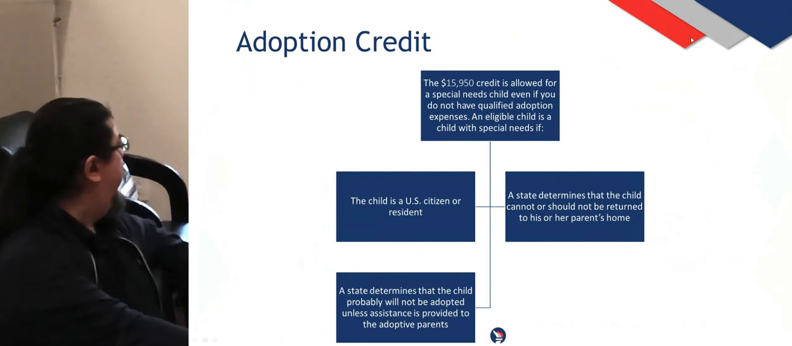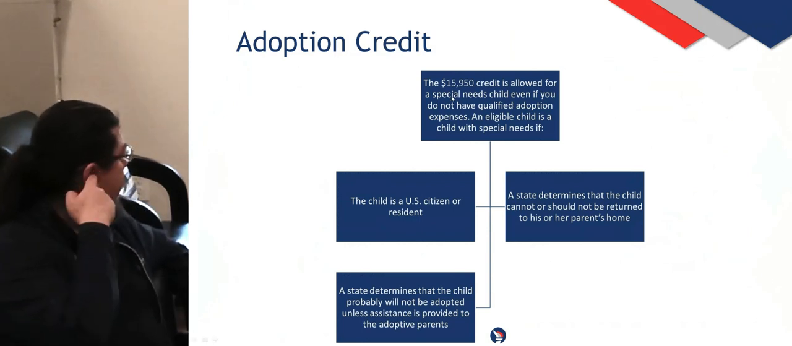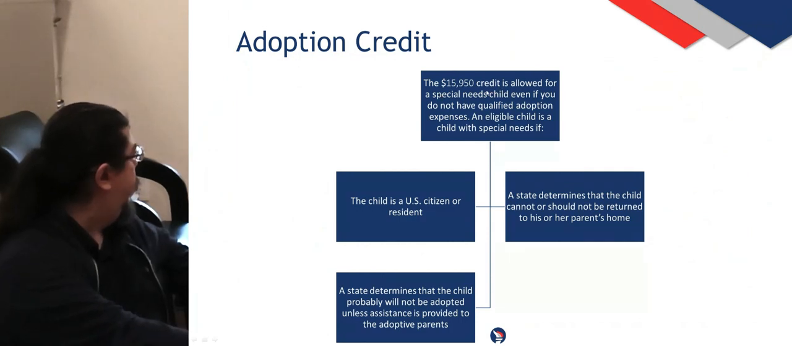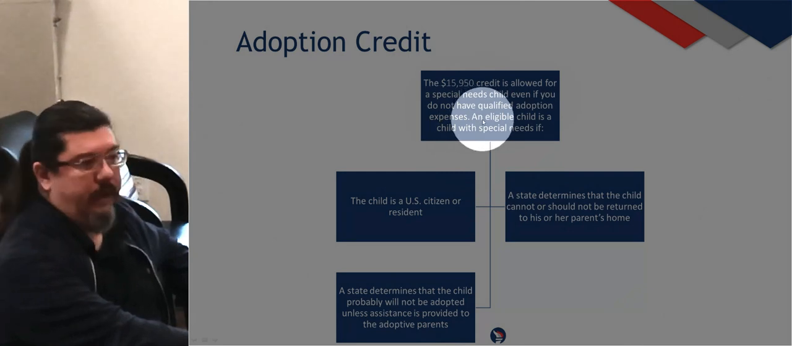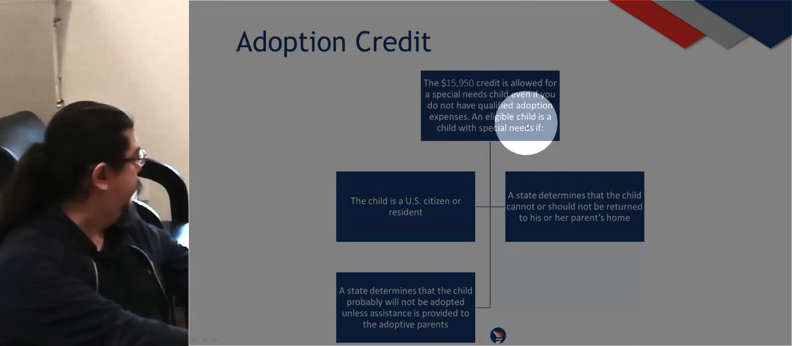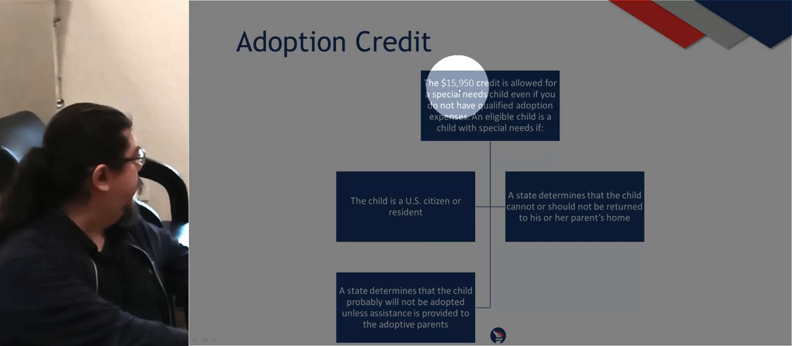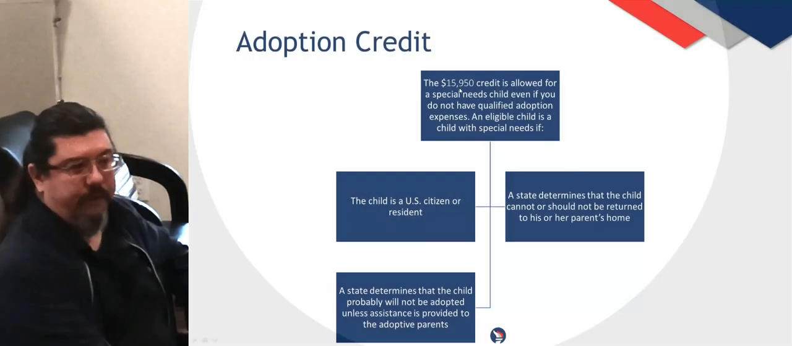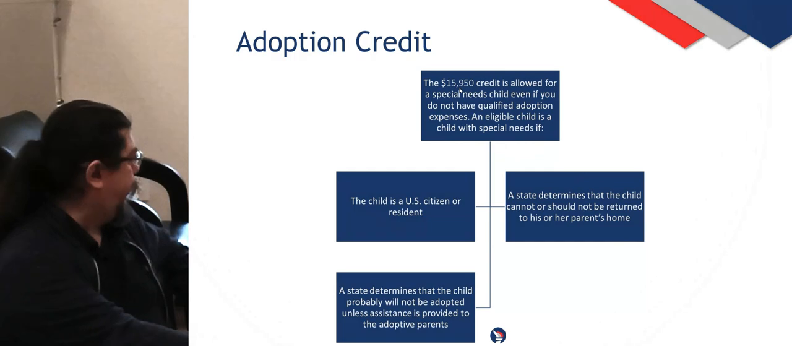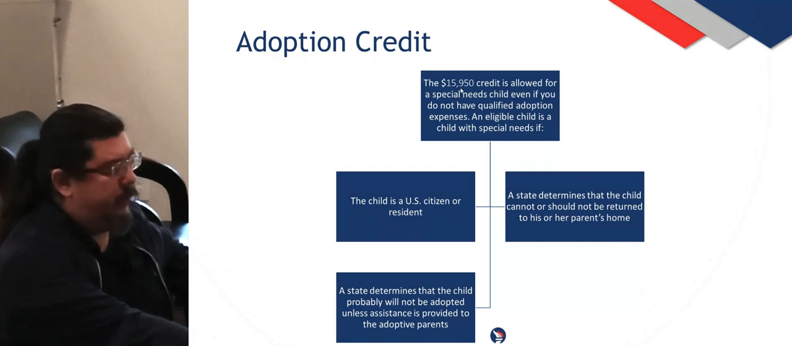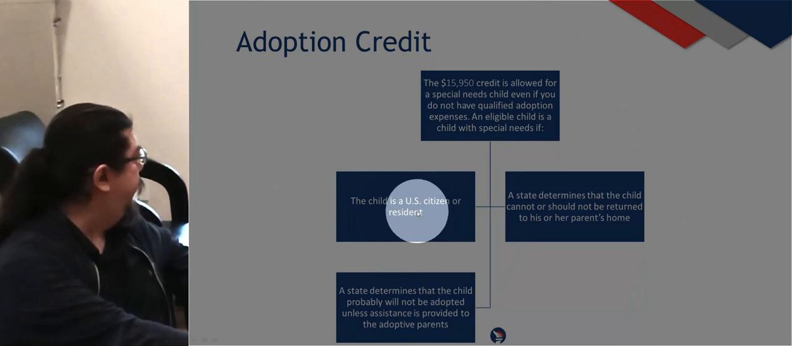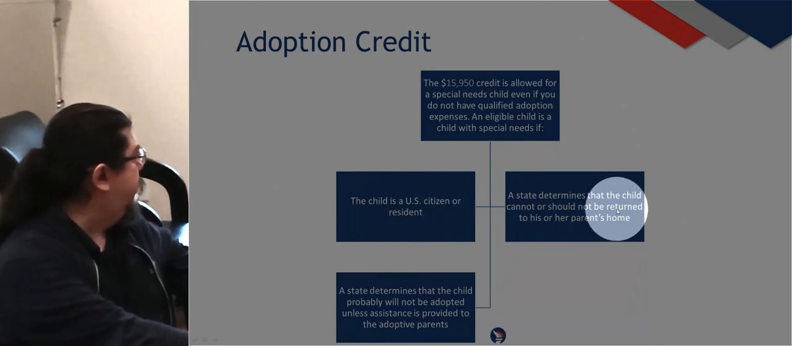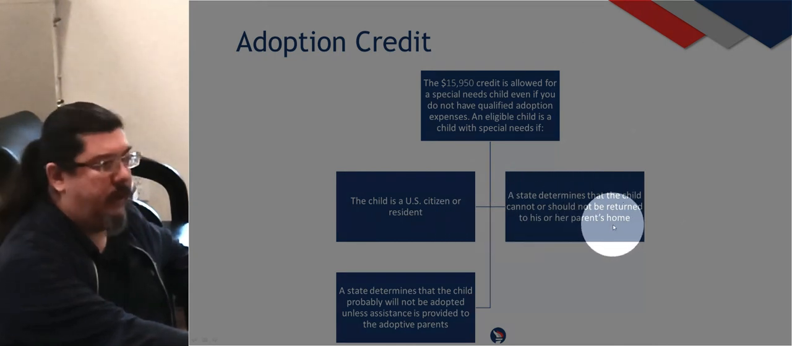Oh, right here on this slide. The full amount of the credit is allowed for a special needs child even if you do not have any qualified adoption expenses. So you get the whole, it's about $16,000. It goes up each year for inflation. And the definition or requirements for special needs are the child is a U.S. citizen or resident. A state has made a determination that the child cannot or should not be returned to their parents' home.